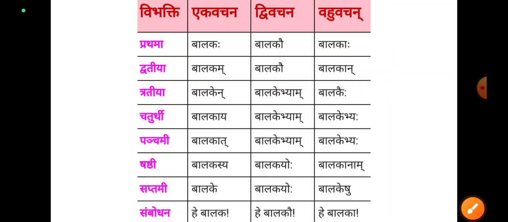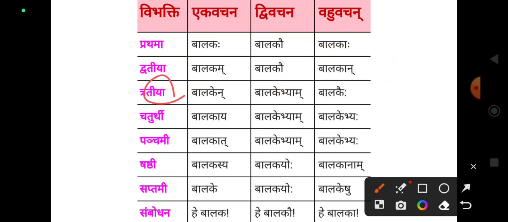Now I am coming to the third, Tritiya Vibhakti, which will be by the person, with the person, like that, the prepositions by and with. Balakeno, by that boy. Balakabhyam, by the two boys. Balakahi, by the boys or with the boys.